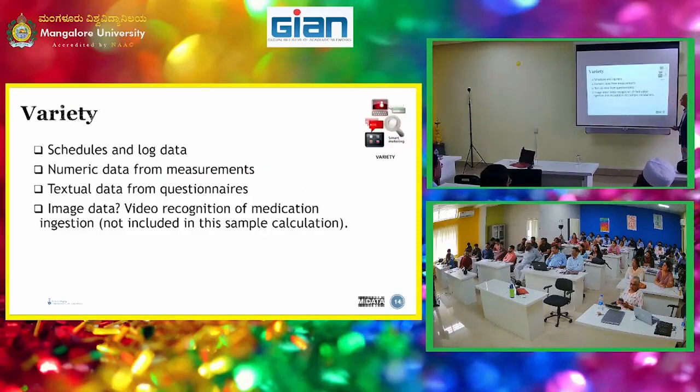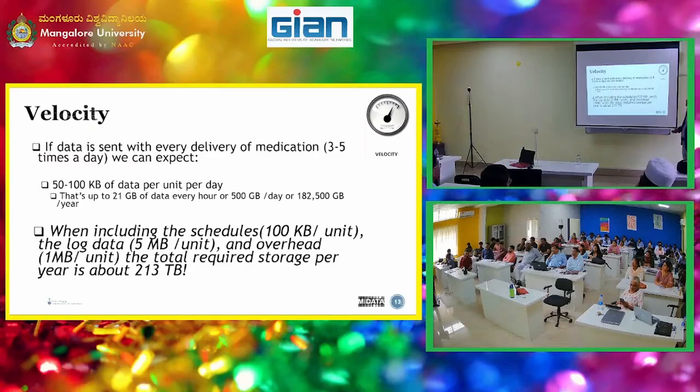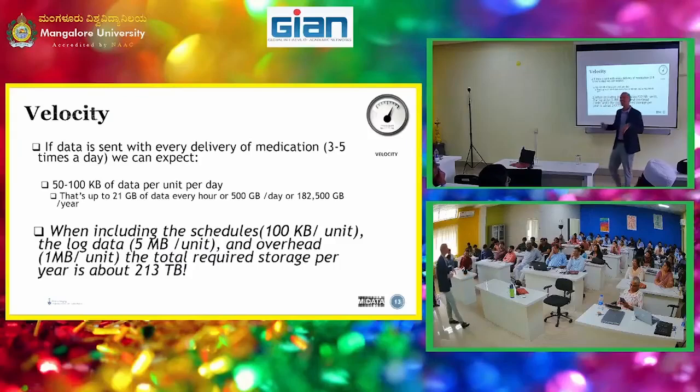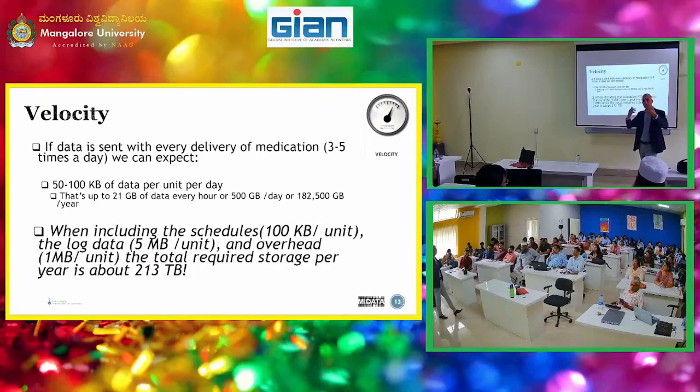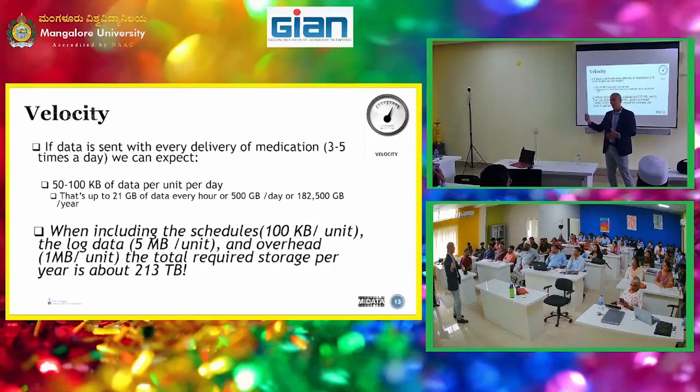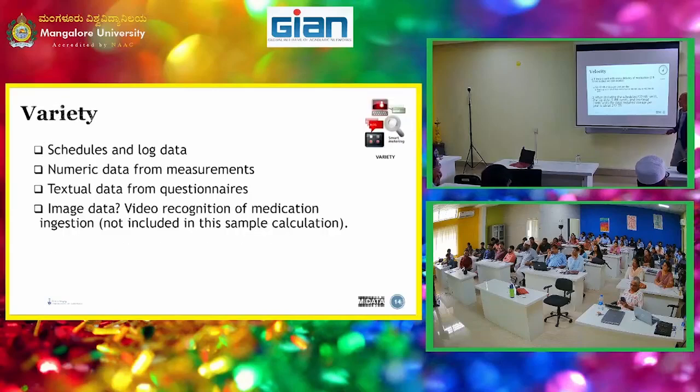The next one is velocity. Inevitably, you have these 5 million people. So let's just say 500 million people on this device. The amount of data coming in is a lot of data, right? With 500 million people using this, every time the medication is dispensed, you get those records. That's a lot of data coming in. So for you as engineers, you need to think about how we manage all of this.